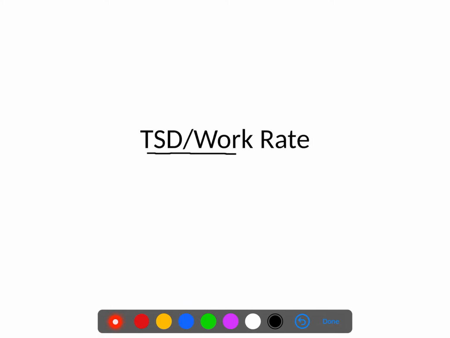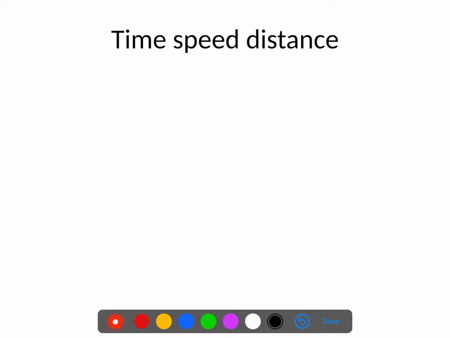Let's see some basic concepts of time, speed, distance and work rate, and we'll do some basic questions. Let's start with time, speed, distance. So distance is equal to speed into time, or speed is equal to distance over time, or time is equal to distance over speed. That's the thing we use.